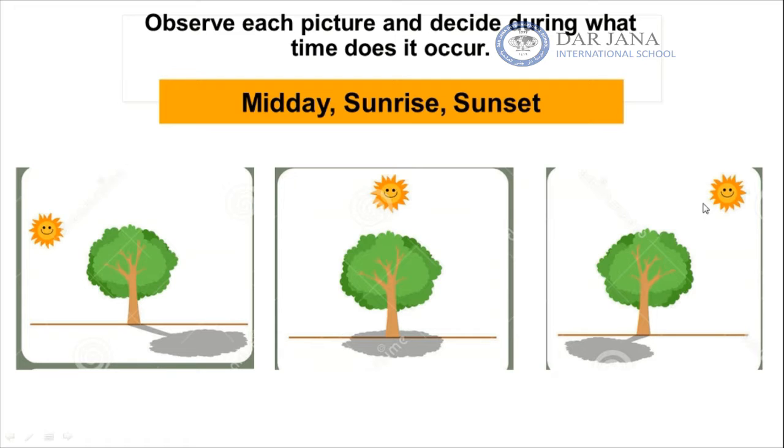I would like you now to see that when the sun is low in the sky and it's rising from the east, this is morning. And we call it the sunrise. Let's look at the shadow of this tree. When the sun is low in the sky, the shadows will be long, as you can see over here.